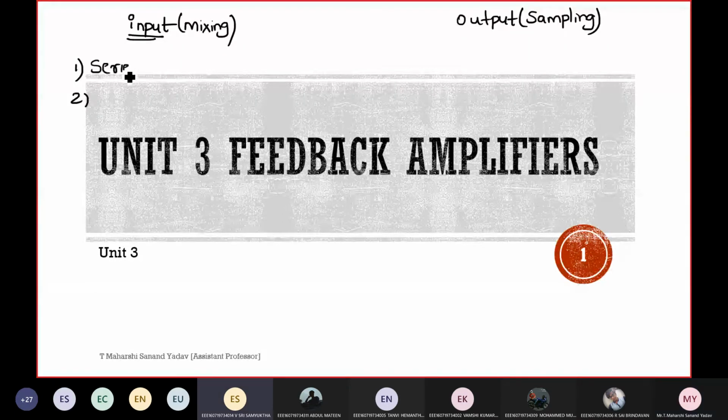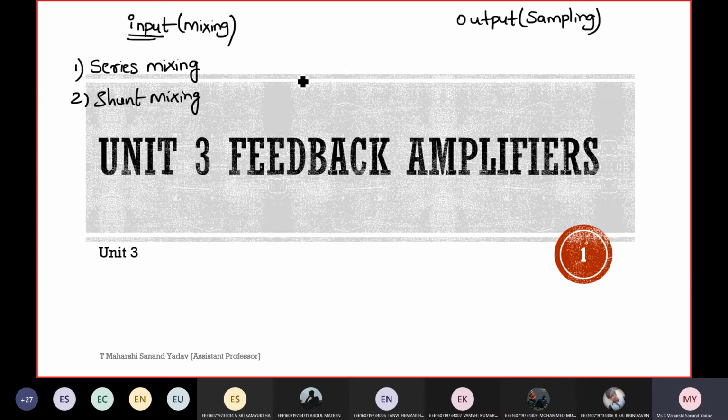Series, shunt. Series mixing. Next one is shunt mixing. Here also, how many samplings are there? Series sampling. Next one is shunt sampling.